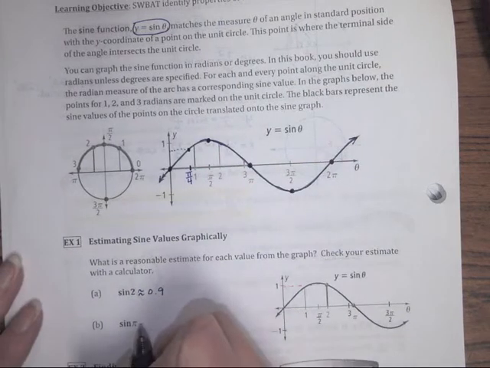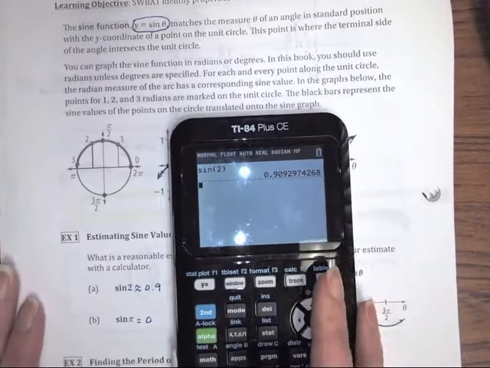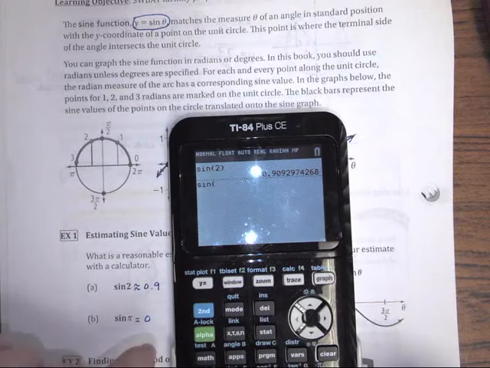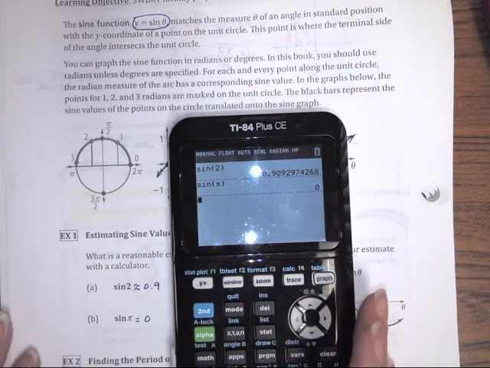Sine of pi is 0. So let's go back to our calculator and let's try that. I'm going to put sine, and then right here is my pi key. I'm going to have to use my second to get that, and I get 0. So sine of pi is 0.